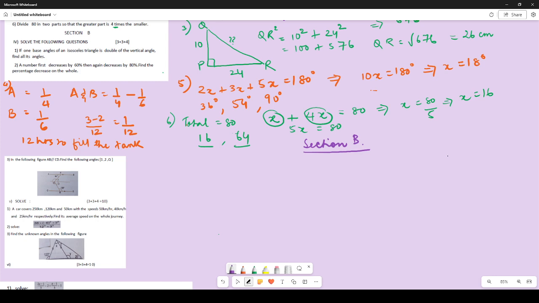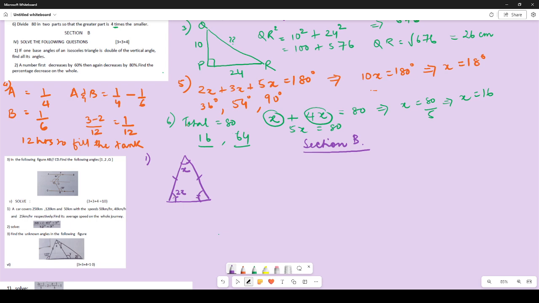So what are you supposed to do over here? First and foremost, you draw an isosceles triangle roughly, and you see these are the 2 same sides. So this means these are the base angles, and you know that base angles are always equal, right? Now this will be the vertical angle. One of the base angles is double the vertical angle. So if this is x, the other one is 2x.